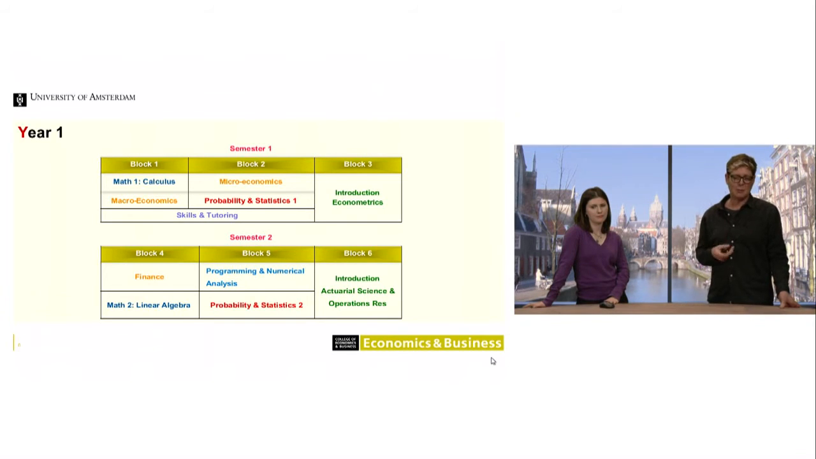You get finance and mathematics 2, programming, numerical analysis, and again probability and statistics, and you round off the year with the introduction to actuarial science and operations research. So you see that it's quite technical. You get a lot of mathematics and a lot of probability and statistics, and for some people this is of interest and people like it.